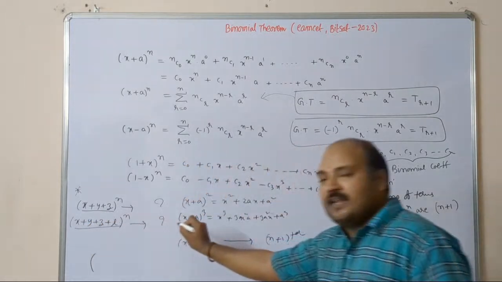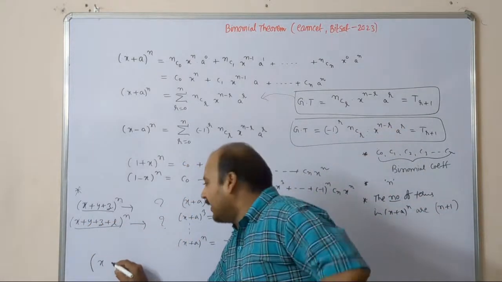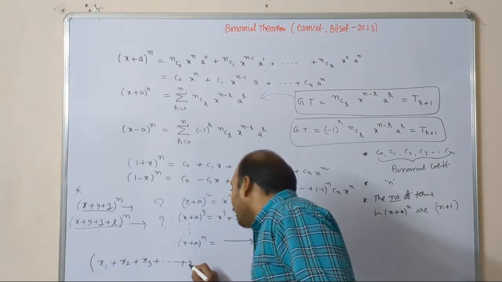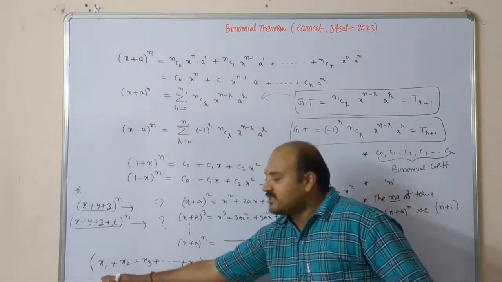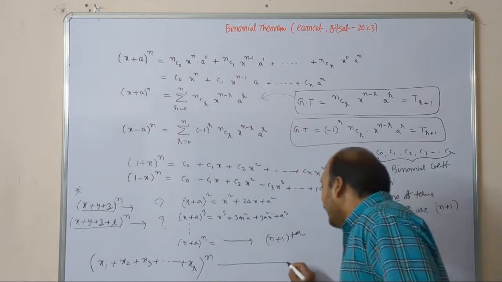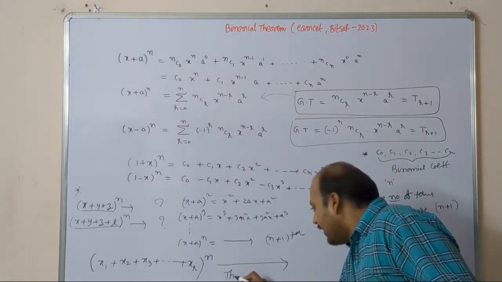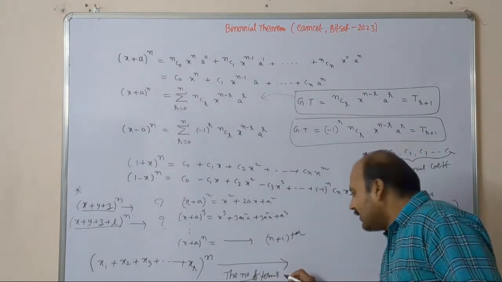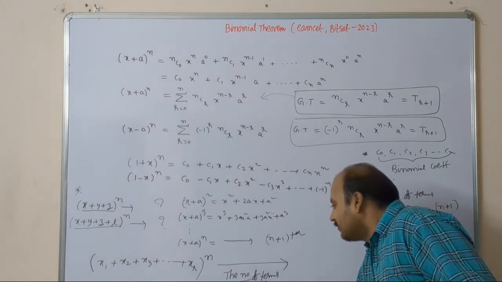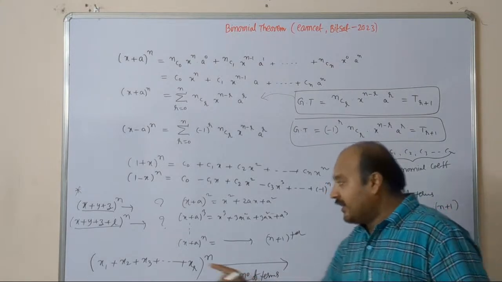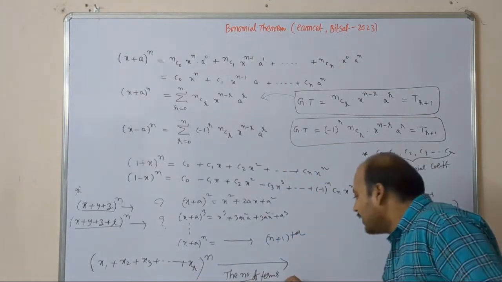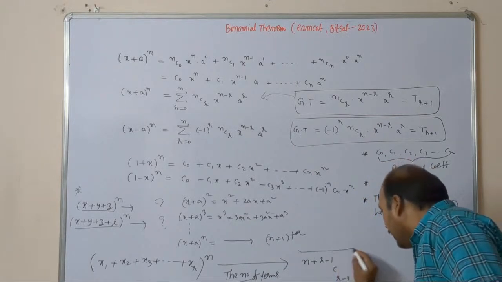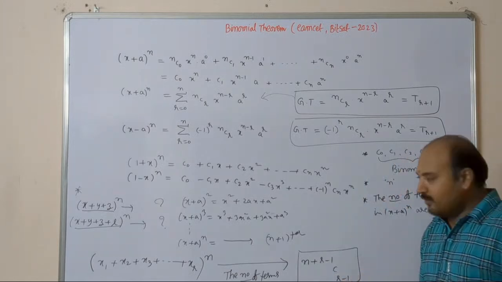In place of x, y, z and so on, I am taking all terms. I am taking x1 plus x2 plus x3 plus and so on xr. Total all terms are there. The power is n only. The number of terms in this expansion, what expansion it is? It contains r terms whole power n. Expansion is n plus r minus 1 c r minus 1. Keep in mind, this is very important formula.